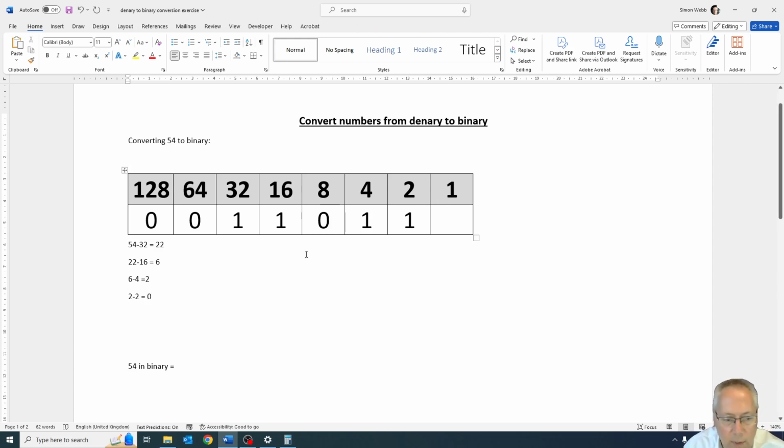Once we get to the point where we've got 0, everything else to the right of the number we're working on is a 0. So 54 in binary is 0, 0, 1, 1, 0, 1, 1, 0. So that's how you convert denary numbers to binary.